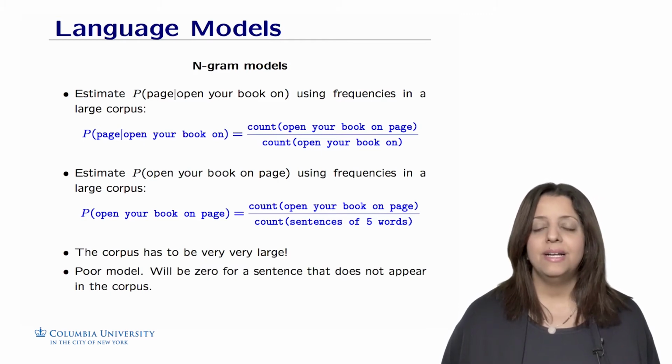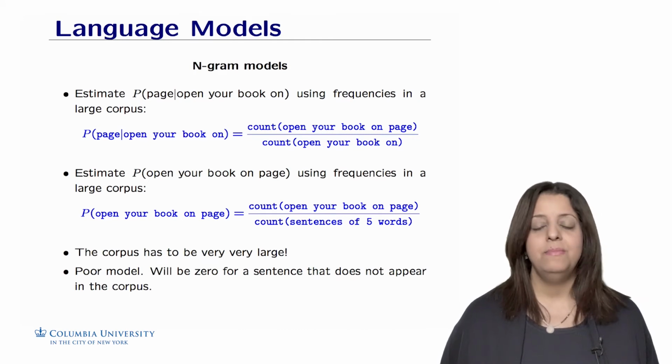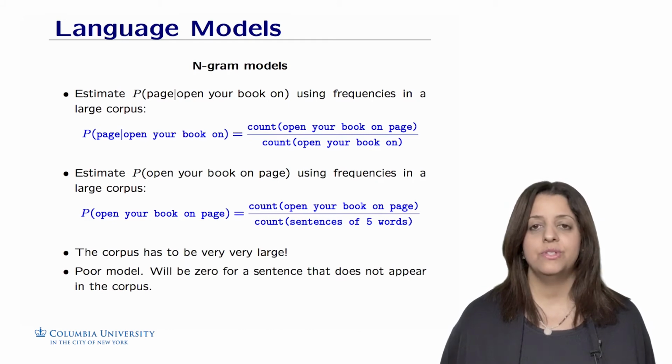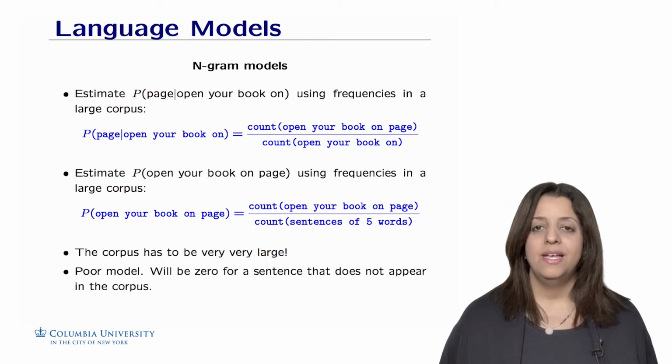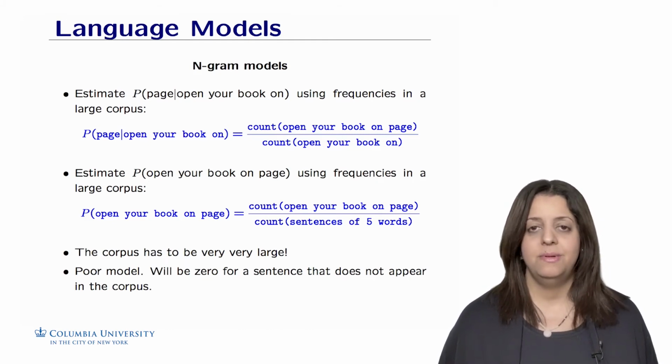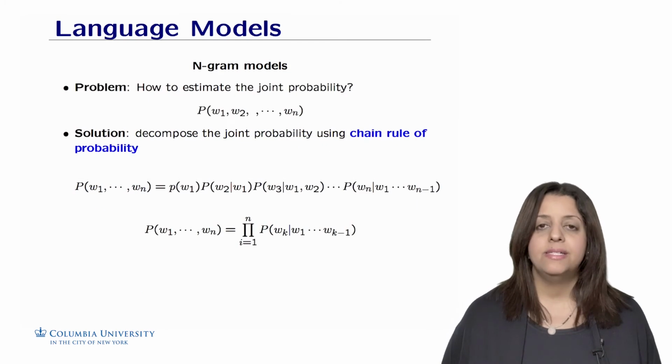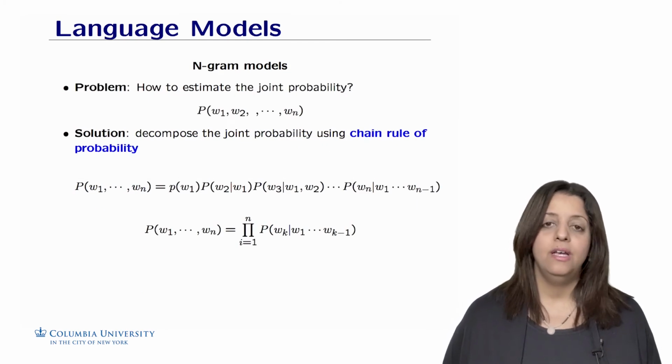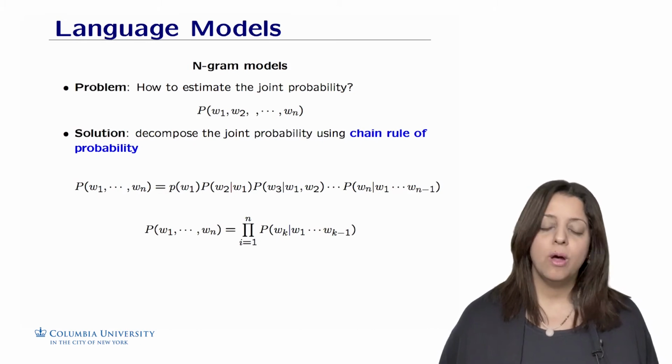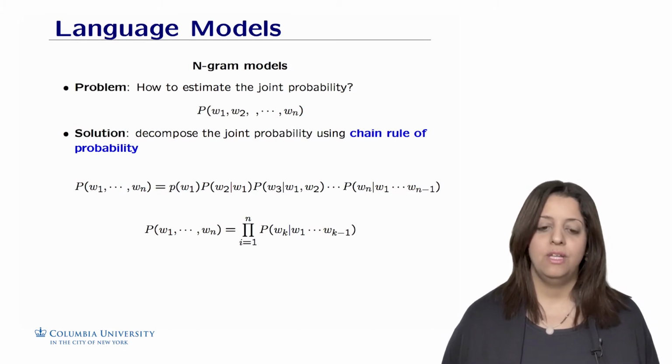However, this might lead to a poor model because many sentences will have a probability of 0 and do not appear often enough in the corpus for the probability to be estimated properly. The main problem is how to estimate the probability of a sequence of words. In other words, how to estimate the joint probability of having the words W1, W2, Wn.